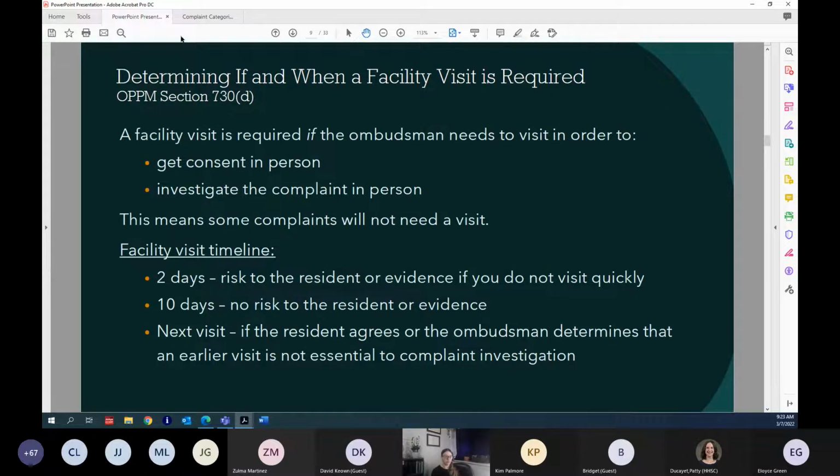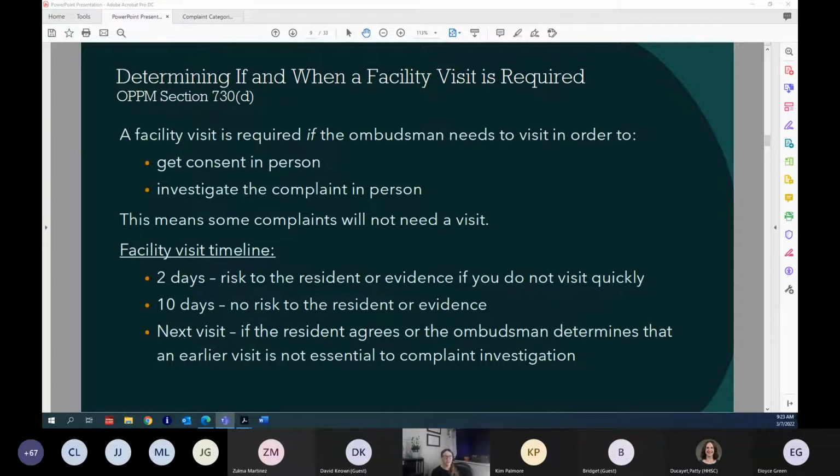So we're asking you to use your professional judgment, your ability to prioritize, your knowledge and your history of the resident and the facility to make judgments about if a visit to a facility is needed, and if so, how soon. The language that we have in the Policies and Procedures Manual is there to help you make those decisions. So let's start with when and if a facility visit is required.